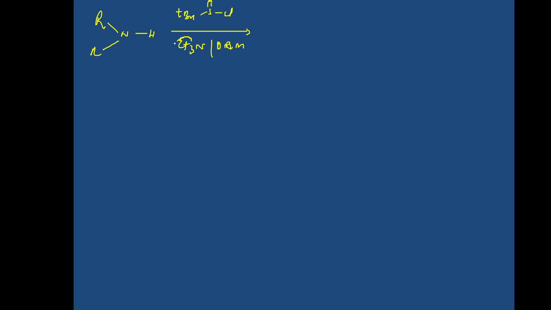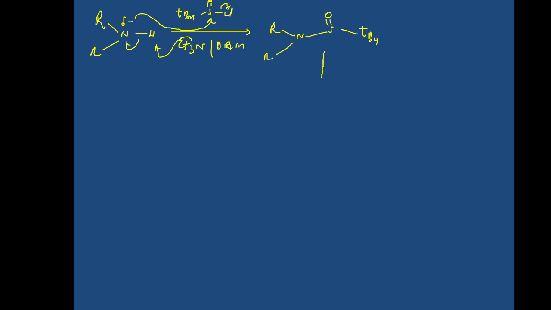Now what will happen? The base will abstract the proton. Now this bond will leave. We have a negative charge over here. This negative charge attacks this carbon sulfonyl group, and this chlorine will leave. So what we are going to get will protect this nitrogen atom, and we have S double bond O, and we have a tertiary butyl group.